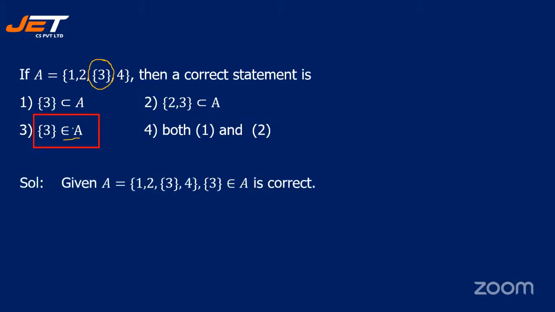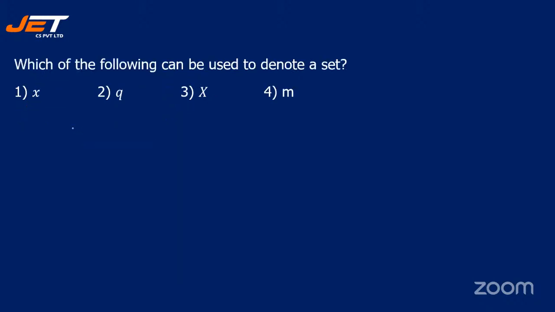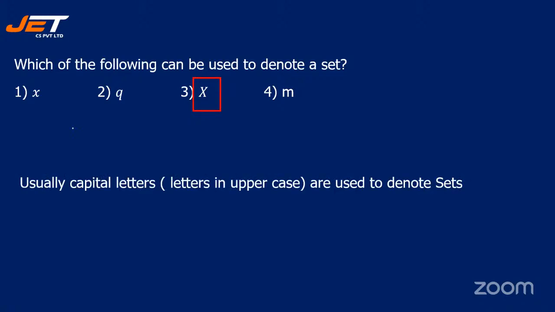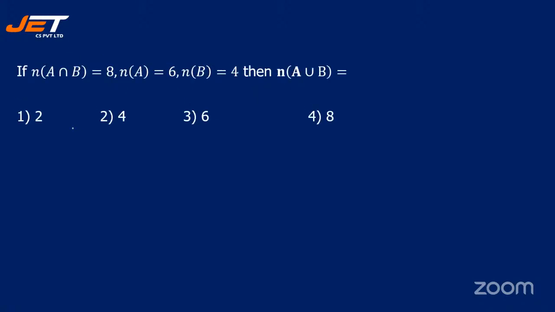All right, see the next question. Which of the following can be used to denote a set? So obviously it is X, isn't it? A set can be denoted by only using the letter X, that too a capital letter.